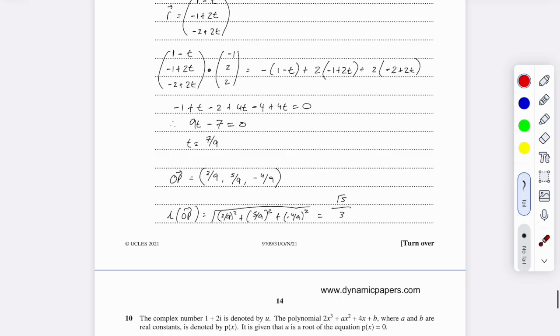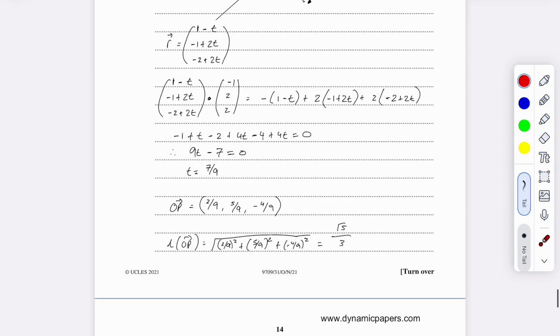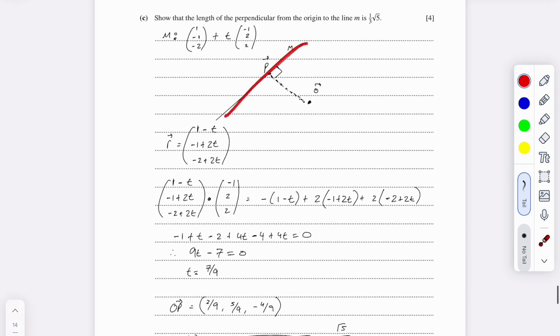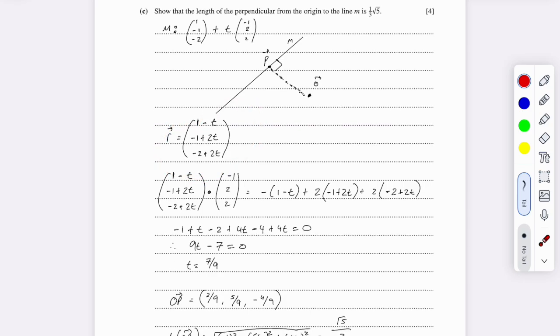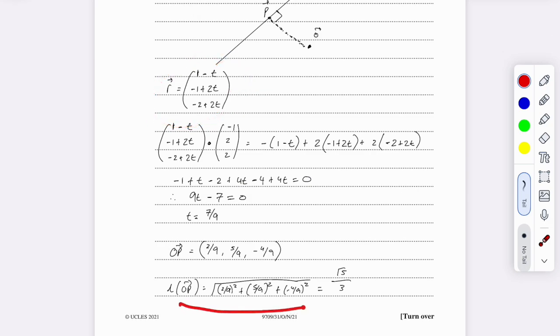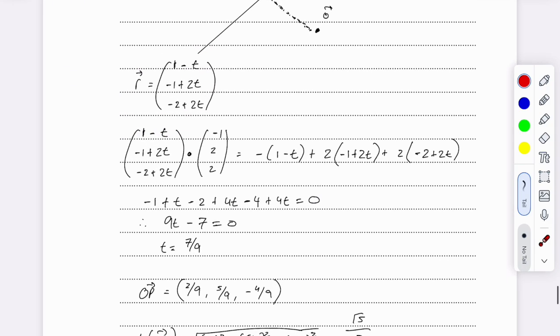So just as a quick recap, right? Quick recap here. We got a line M, we got O, okay, and a line from the origin to M hits at P, okay, and this is how we represent that generically. We know it's perpendicular, so therefore the dot product must equal 0, and if it equals 0, we get t equals 7 over 9, okay, so we then find these values, we then find the length, which gives us root 5 over 3.